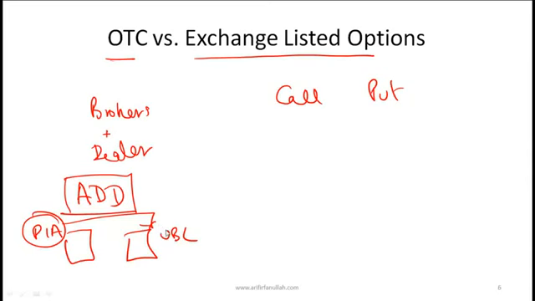So not a whole lot of detail here, just the basic points you need to understand, which is essentially what I've just talked about.